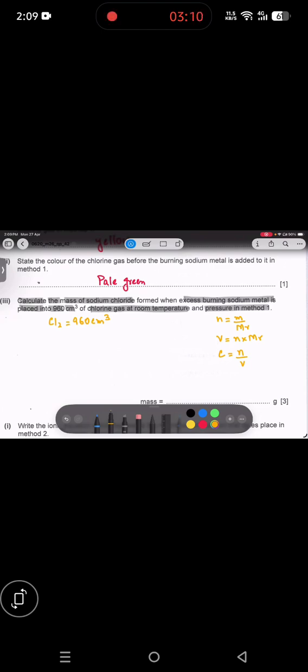Now, what do we have to do? Simple. We have to convert the given volume into moles first. The given volume of gas will be converted into moles. Then you will apply the mole ratio with the help of the equation, and when the mole ratio is applied, you will find the moles of the product, and after that you will find the mass of the substance.